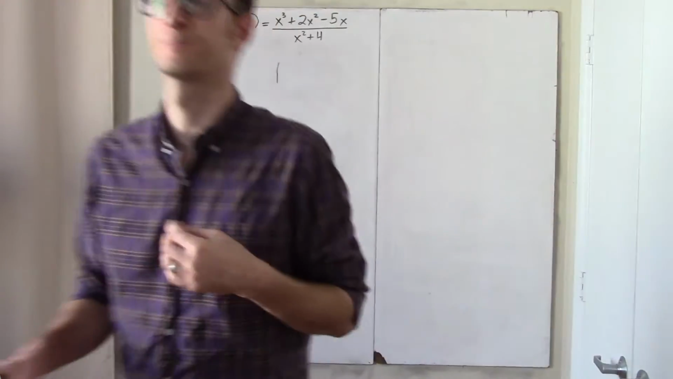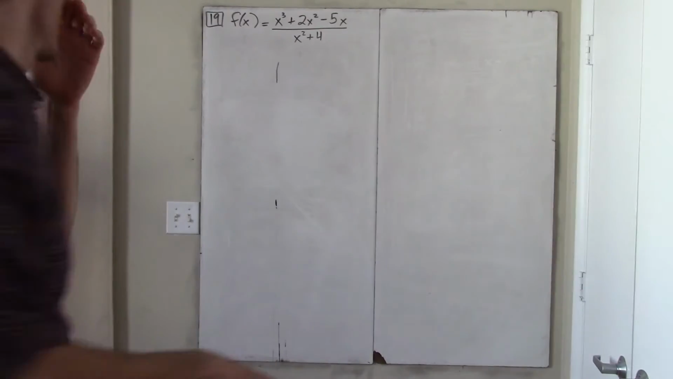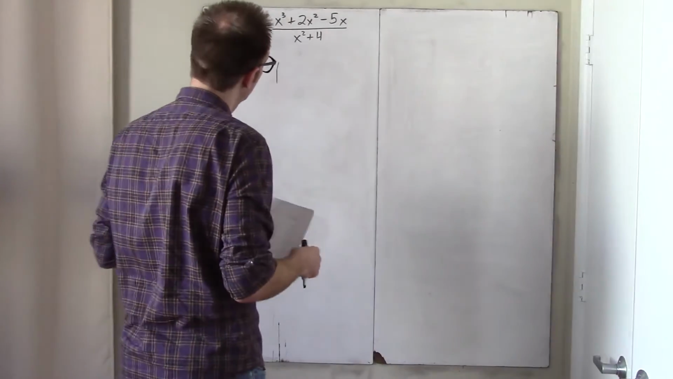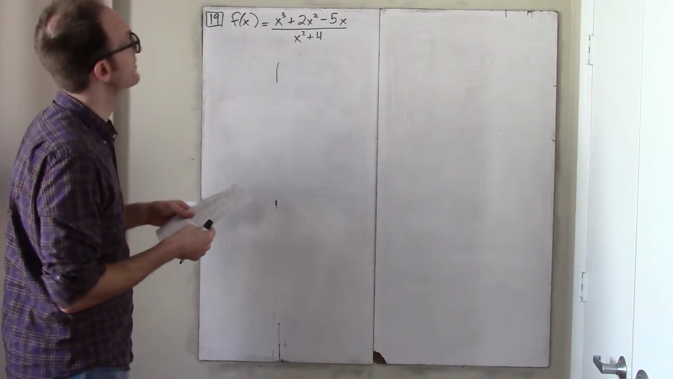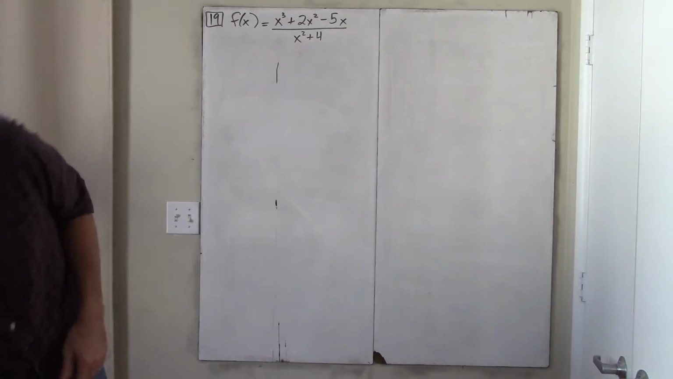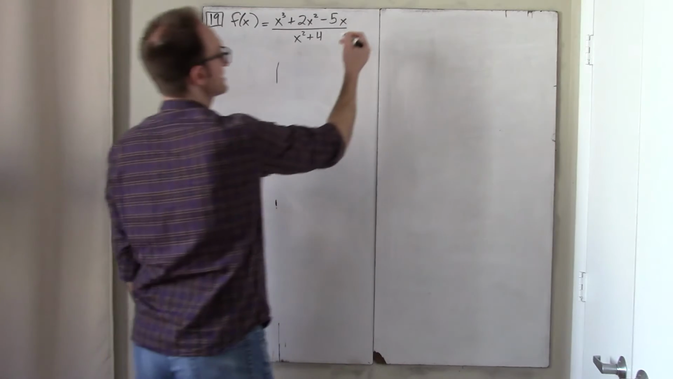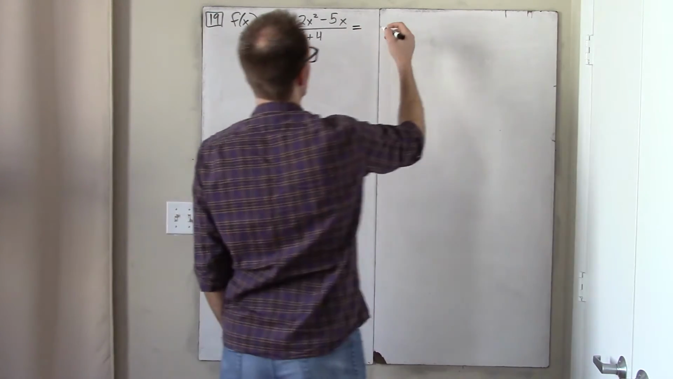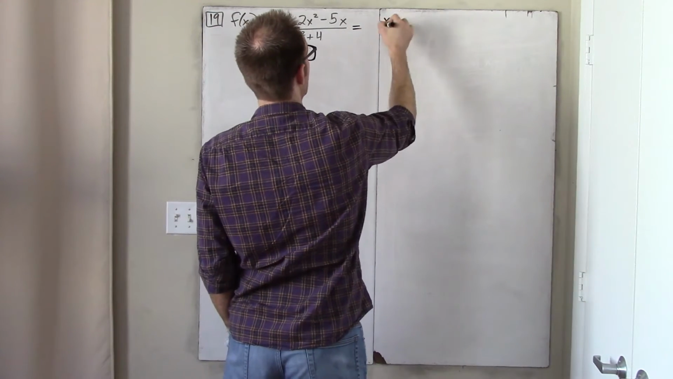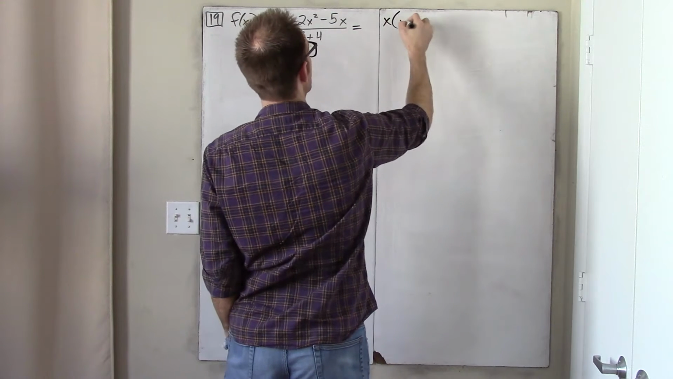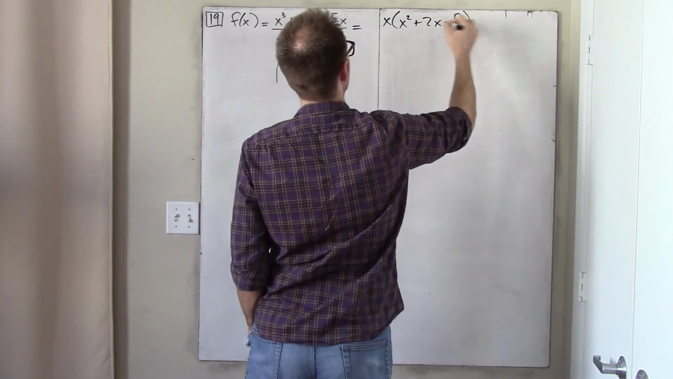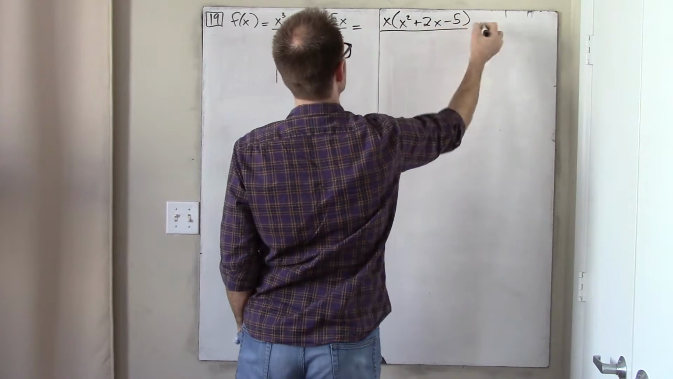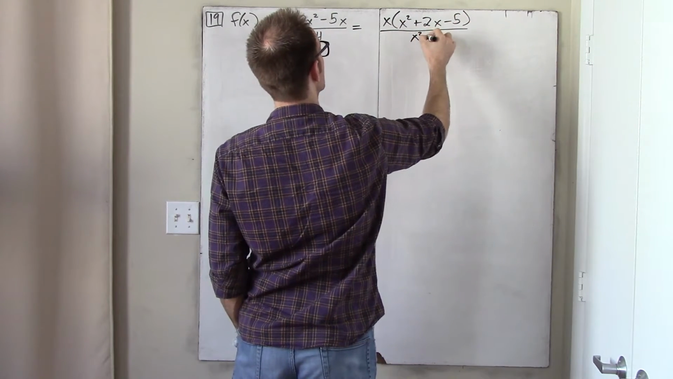So, let's go. Number 19, x cubed plus 2x squared minus 5x over x squared plus 4. I've done all these problems before, but I'm just going to put the paper down and use my wits. So how do I do this? Well, let's begin. I can certainly factor an x out of the top here, giving me x squared plus 2x minus 5, and that does not factor, so that makes me kind of sad.